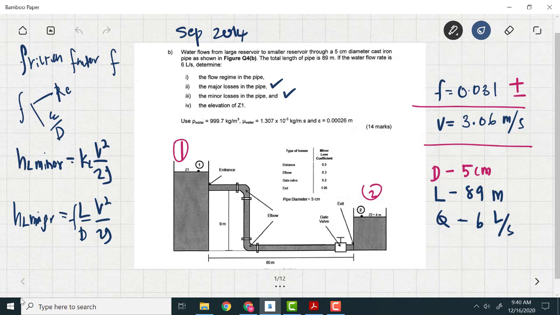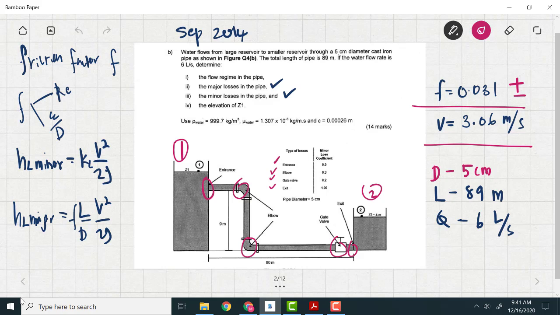Okay, so untuk soalan ni, apa yang diberi pada kita? Okay, apa KL yang diberi pada kita? So diberi kat sini entrance, elbow, gate valve dan juga exit. Okay. So entrance kat mana? So kat sini entrance. Berapa entrance pipe ni ada? Satu je entrance. So KL untuk entrance ada satu. So elbow ada berapa? Satu, dua. So kita ada dua elbow. Gate valve cuma ada satu. Exit pun ada satu.